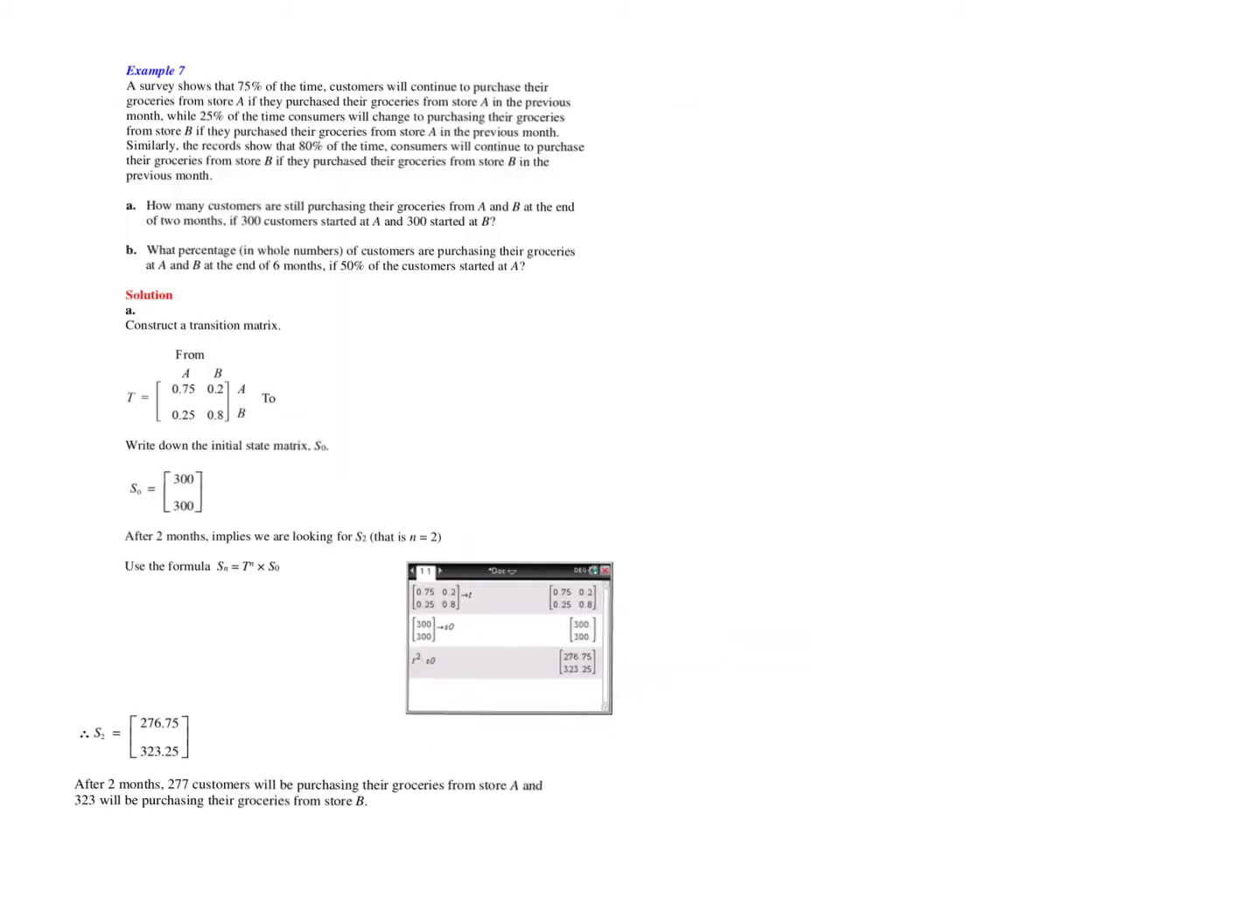All right, with this example, the survey shows that 75% of the time customers will continue to purchase their groceries from store A if they purchased their groceries from store A in the previous month. So just a few little things they're doing. You can see we've got store A, and it says 25% from store A back to store A. And they're saying that this statement is from month to month. So you might want to note down that the states are talking about months, where the other one we were talking about days.